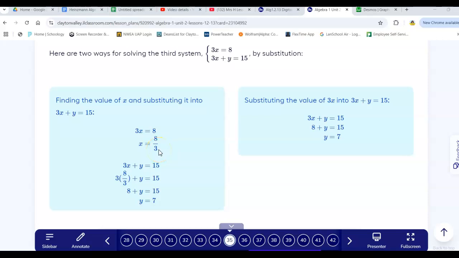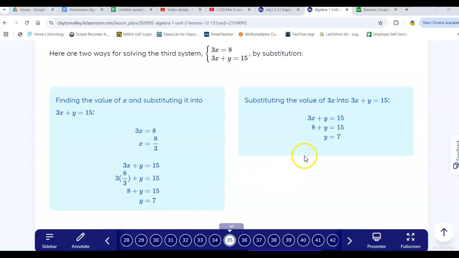8/3 is really close to 3, and y equals 7 is a horizontal line. So if your vertical coordinate is 7 and your horizontal coordinate is really close to 3, if you put these two equations into Desmos, you would see that this is the point at which they cross. Okay?